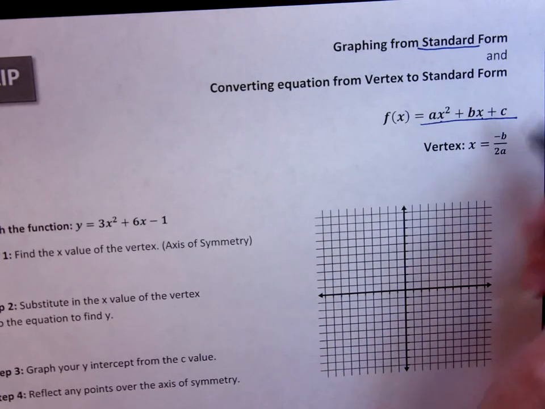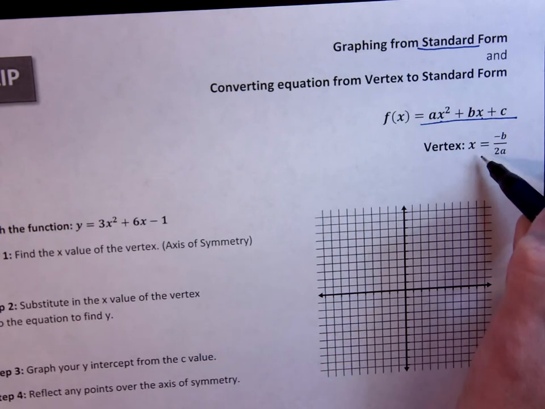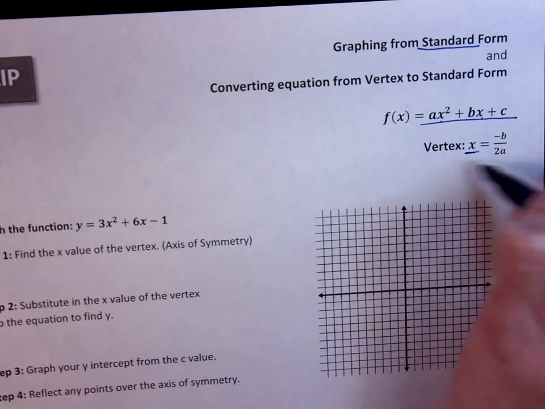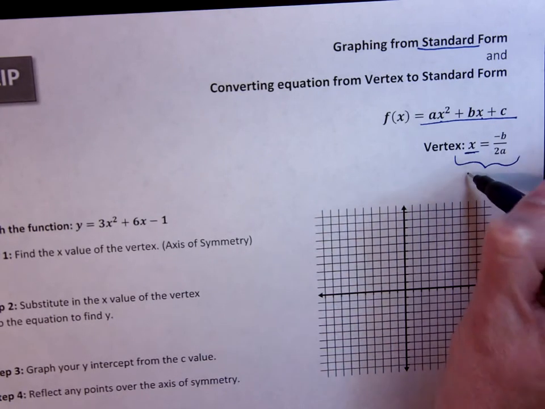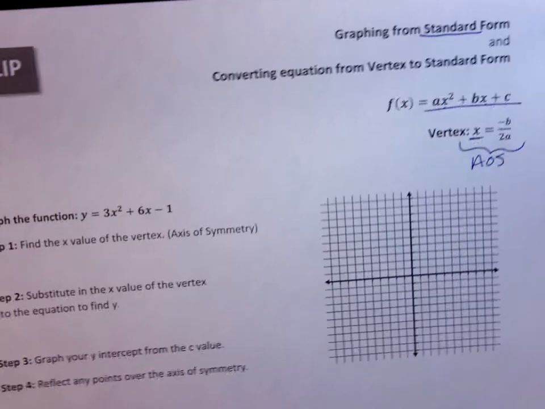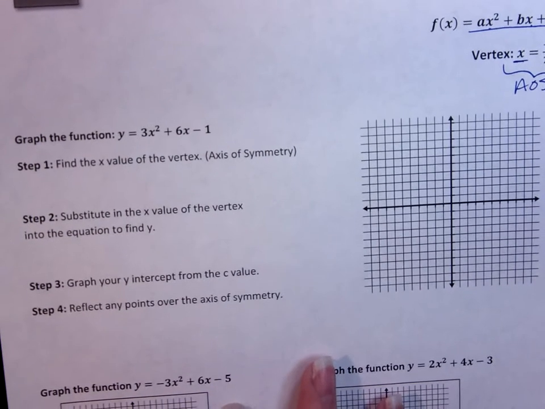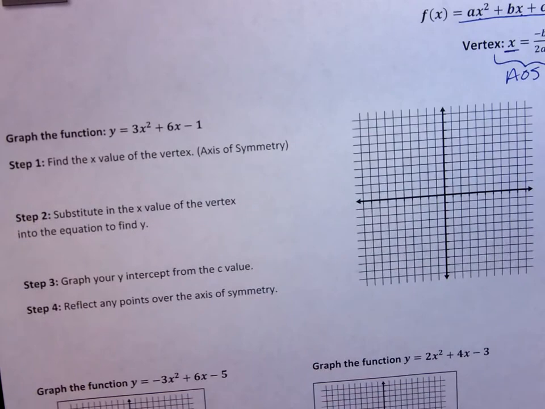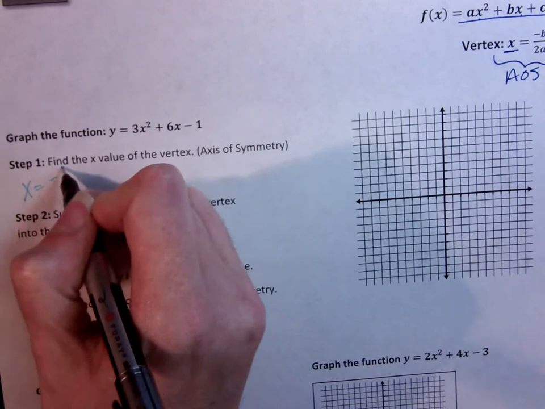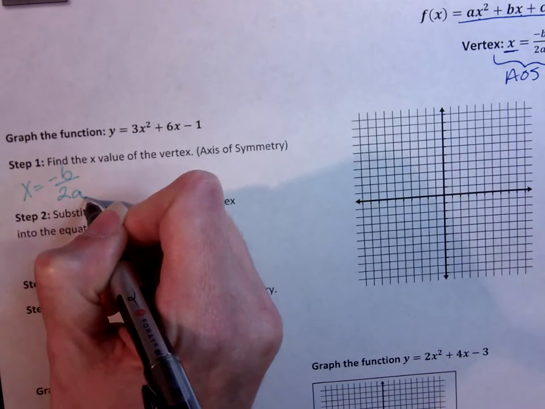We spent a lot of time identifying a, b, and c so that we could factor, but they're also going to be useful here, because for the vertex I can get the x value by solving for negative b over 2a. This is also going to give me the equation for my axis of symmetry. It's going to be really useful. So when we get ready to actually start graphing, the first thing we're going to look at is the x value of the vertex, which is also the axis of symmetry. So we're going to use x equals negative b over 2a.